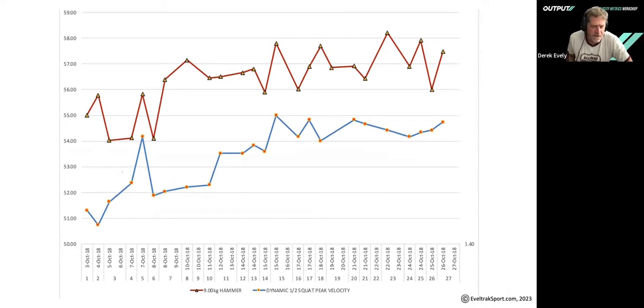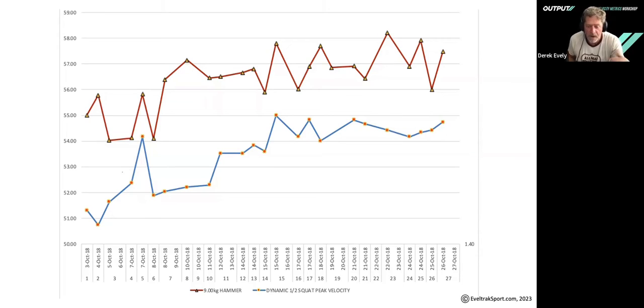Or just under 30 sessions. I think it was 28 or 29, something like that. Yeah, I think it's 27 here. Anyways, you can see the top line is his results in training for throwing with a 9K hammer, and the result on the bottom is a dynamic half squat.